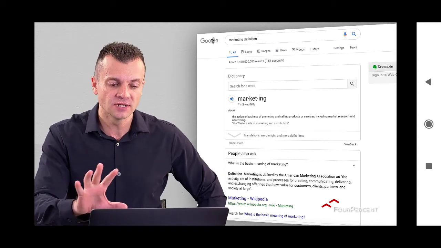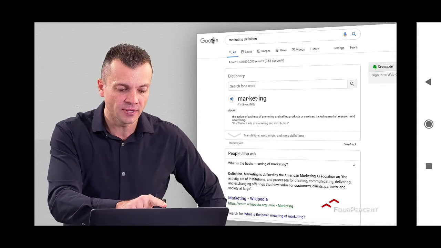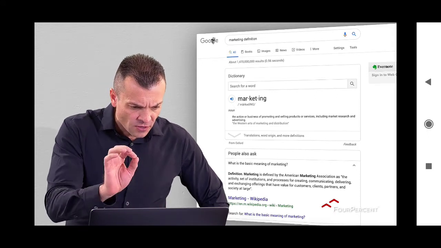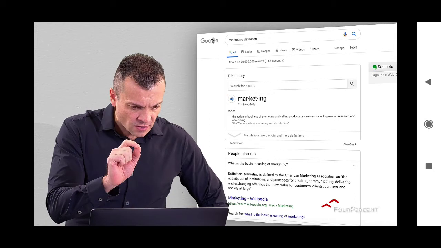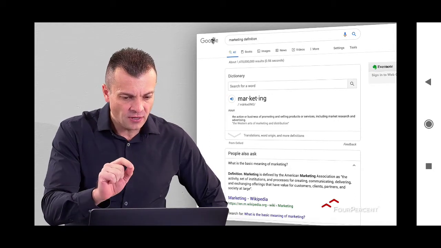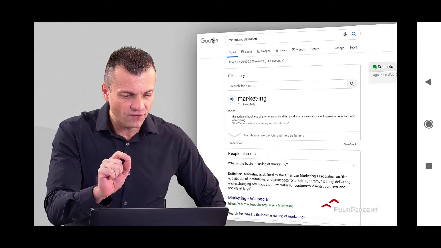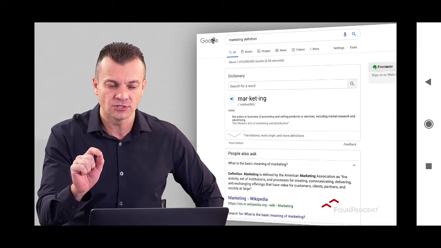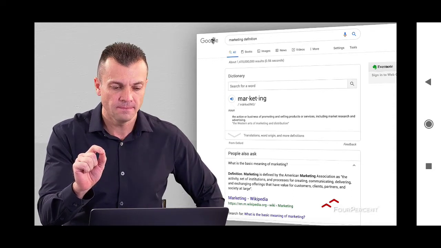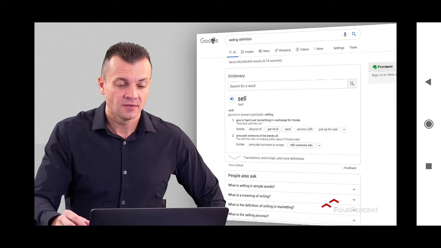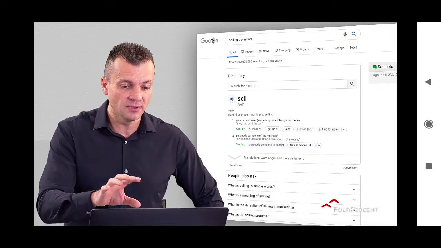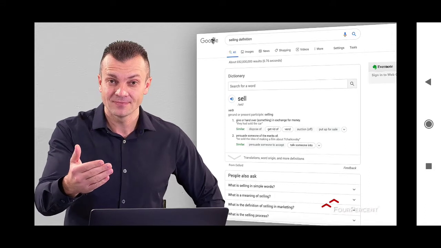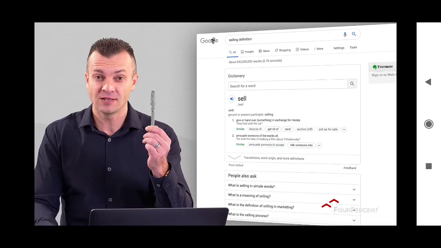So check this out. According to the dictionary, the definition of marketing is this: the activity and processes of creating, communicating, delivering, and exchanging offerings that have value for customers, clients, partners, and society at large. And if we take a look at the definition of selling, selling basically means this: give or hand over something in exchange for money. Pretty basic, right?